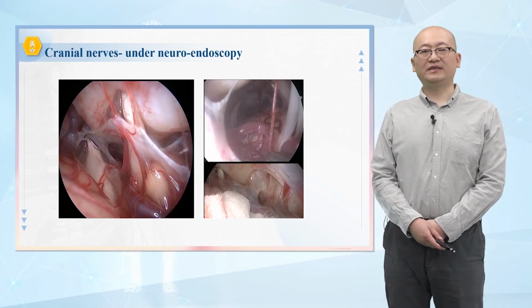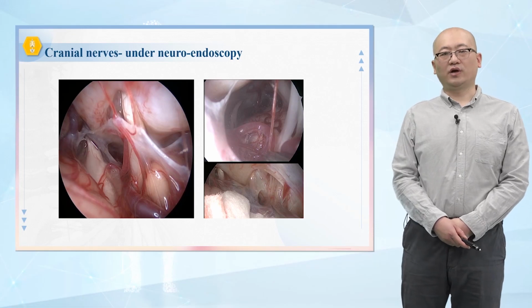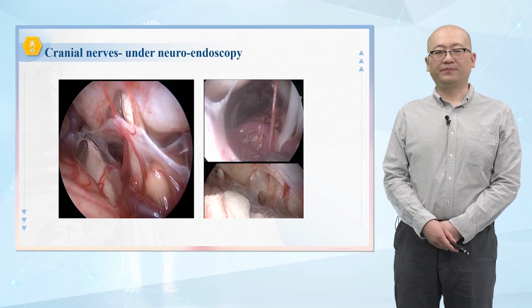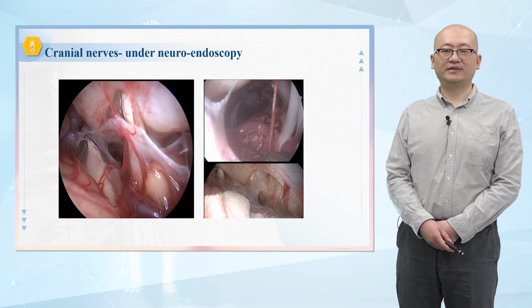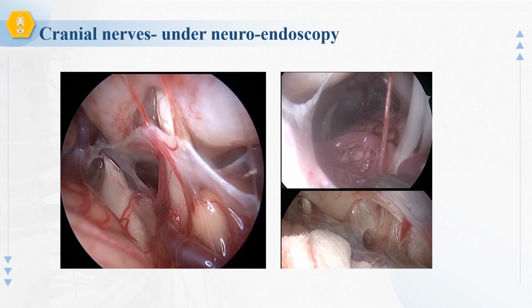Also, we can see the cranial nerves during our operation. In this picture, we can see the outside nerve is the seventh, the facial nerve, and the inside nerve is the fifth, the trigeminal nerve. In other pictures, we can also see the vagus nerve and the ninth cranial nerve. These nerves we can see very clearly under the endoscope.